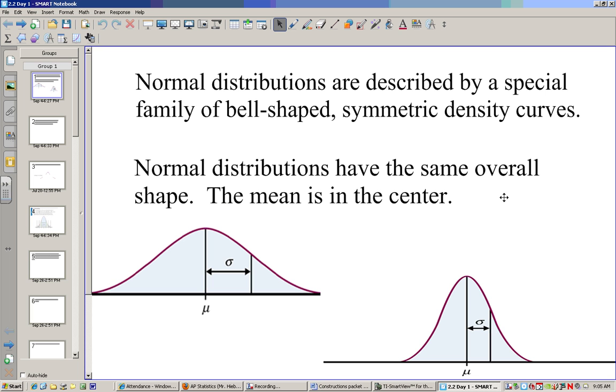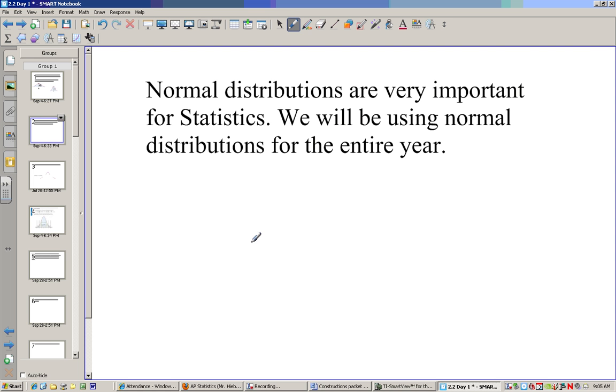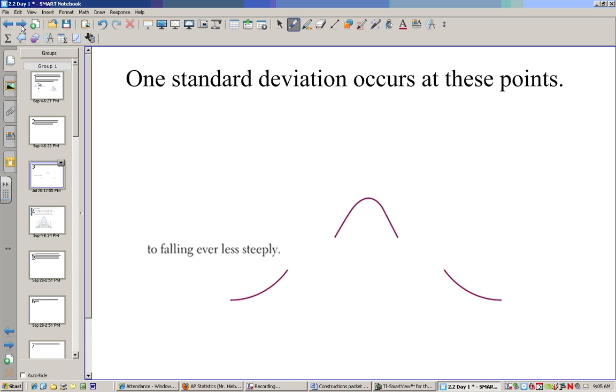Normal distributions have the same overall shape, and the mean is always the center. So this right here is the mean, and that's the standard deviation. These are very important statistics. We'll be using these throughout the entire year.